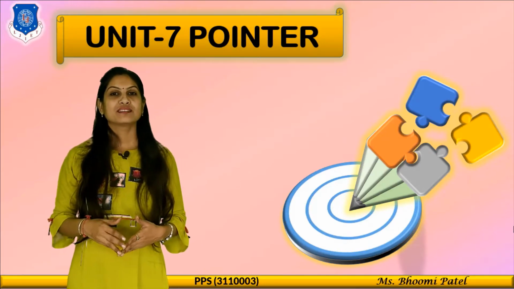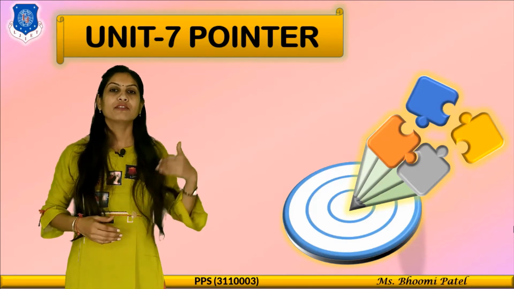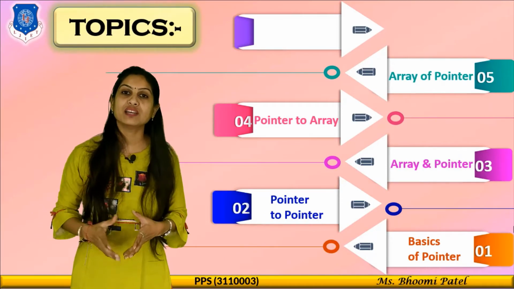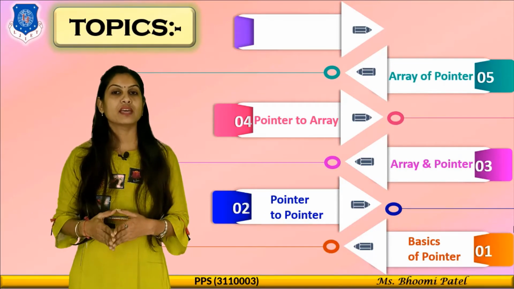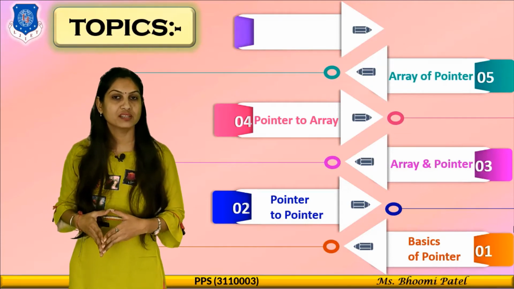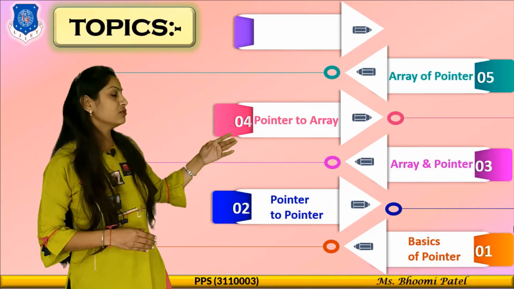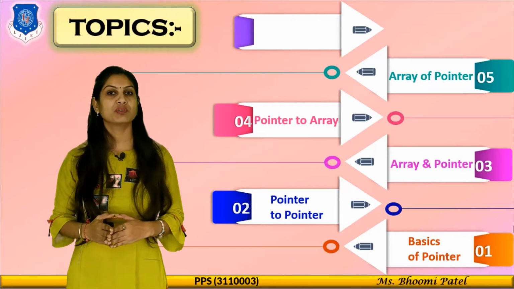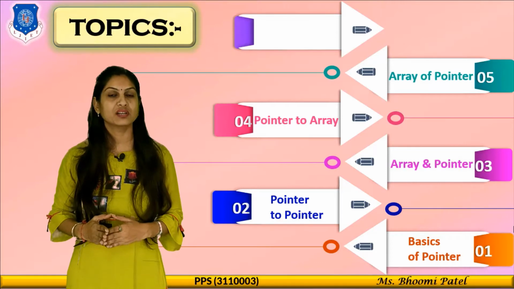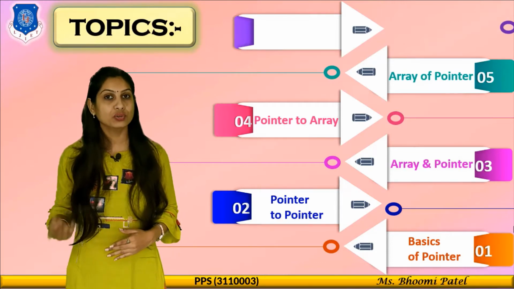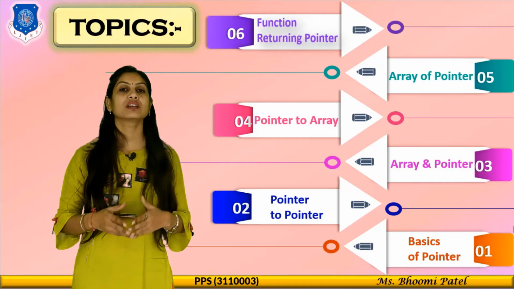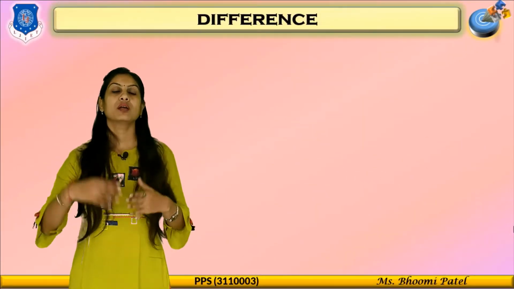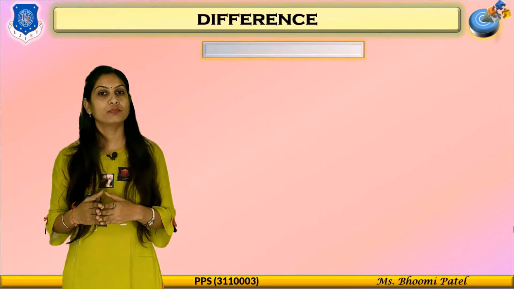In our previous lectures, we already started our pointer unit, and topics like the basics of pointers and the advantages of pointers were discussed. After that, we discussed the double pointer, that is, pointer to pointer. Then we covered three different concepts of arrays, and today I am taking the difference between two of these. Then we will learn the new topic, that is, function returning pointer. So let's first understand the difference between pointer to array and array of pointer.